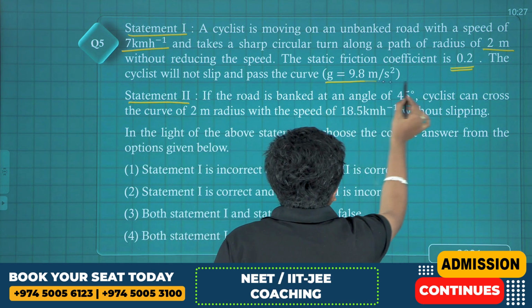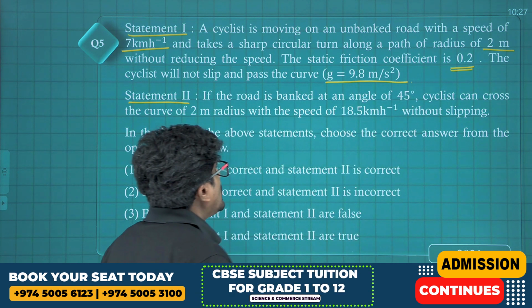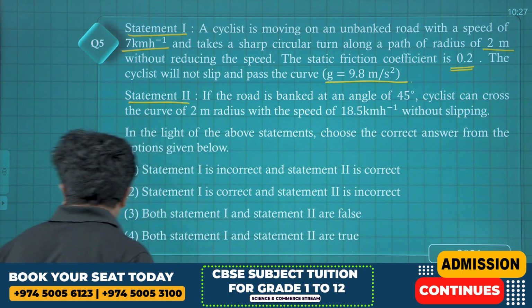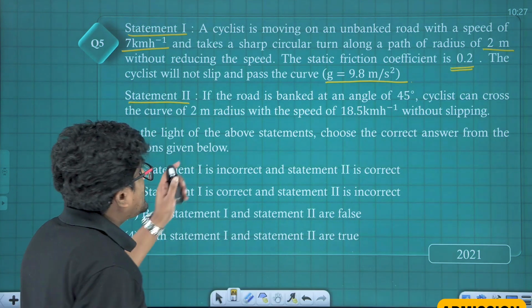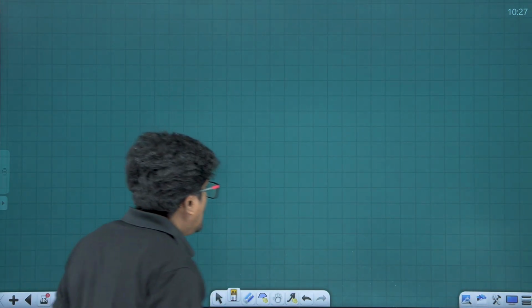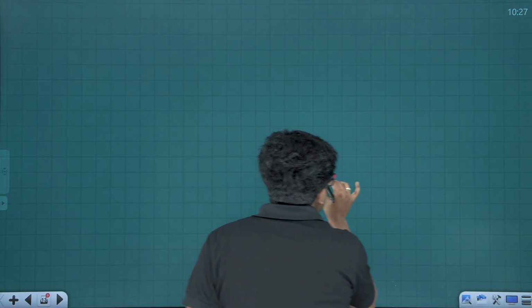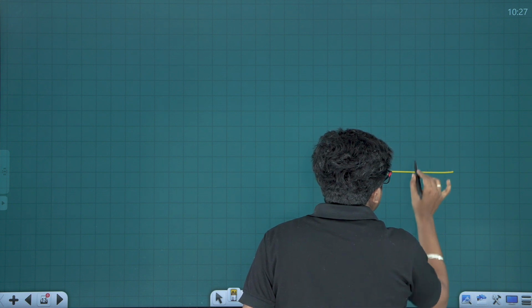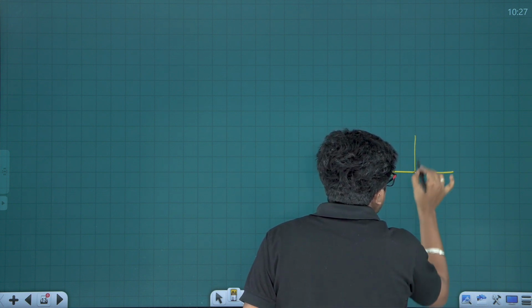And they are asking us to take the value of g equal to 9.8. Of course, here in the first case there is no banking. So let's consider the case where the cyclist is taking a horizontal turn. So let this be the cyclist.